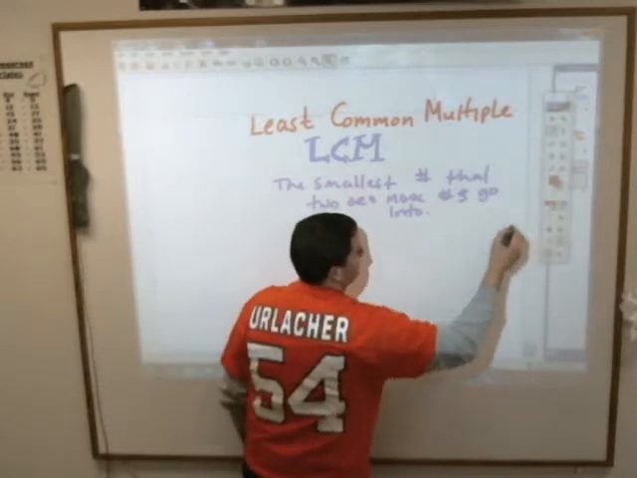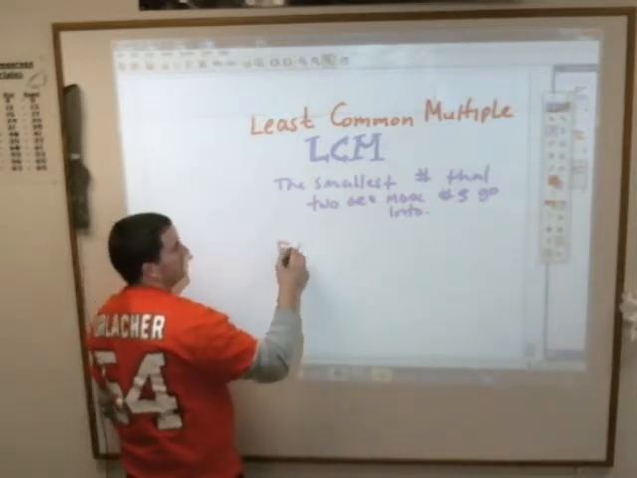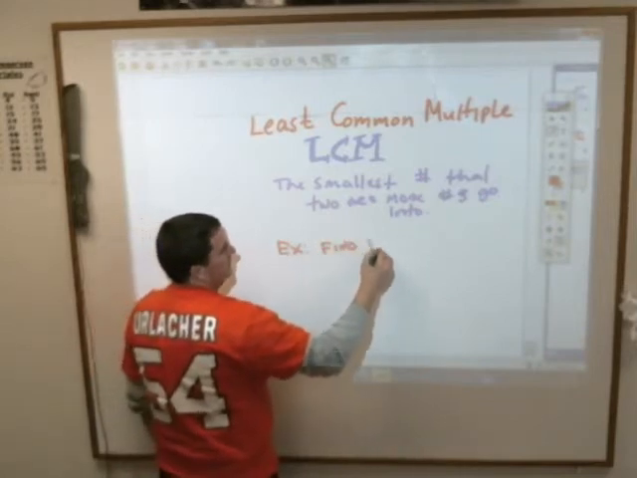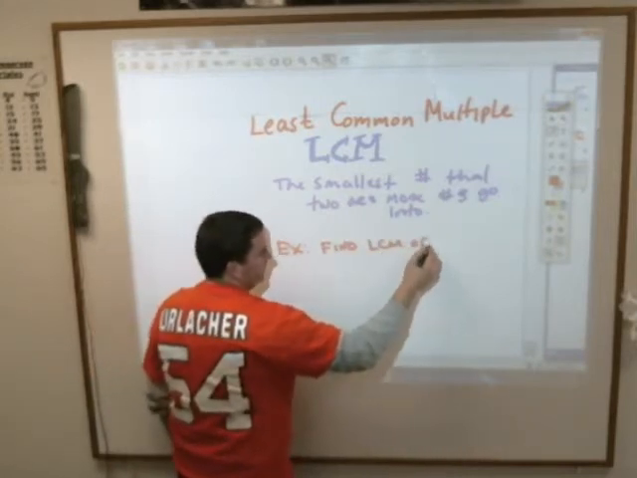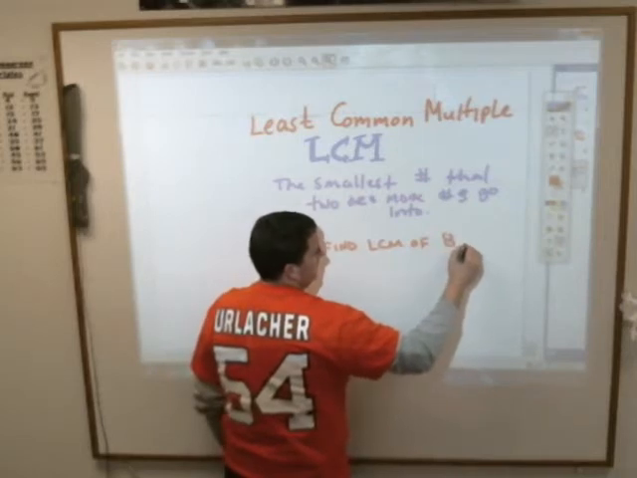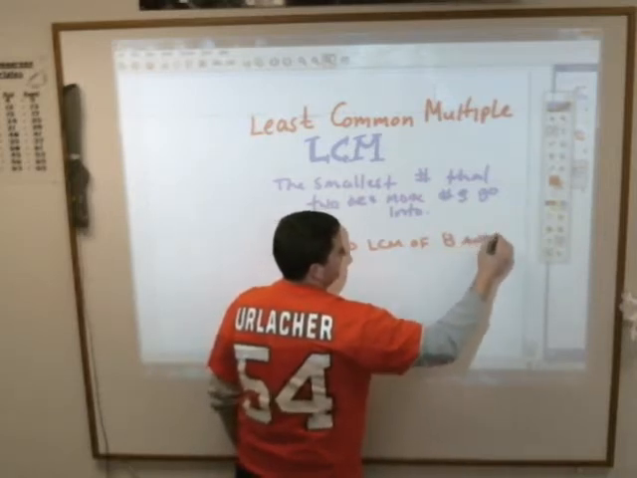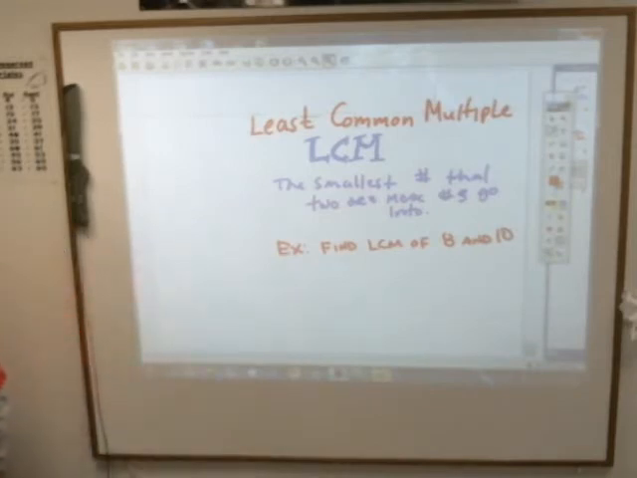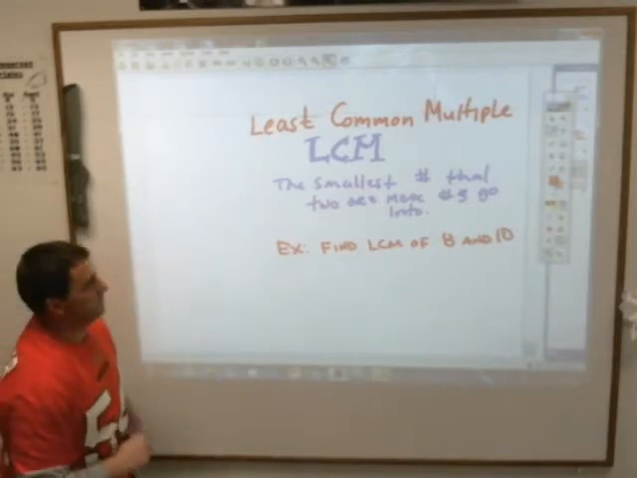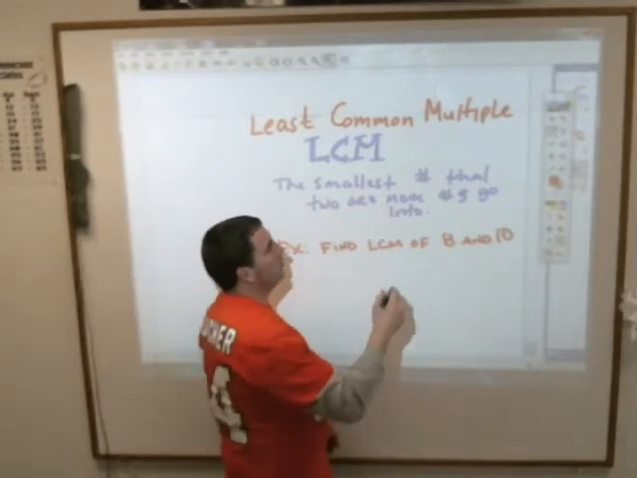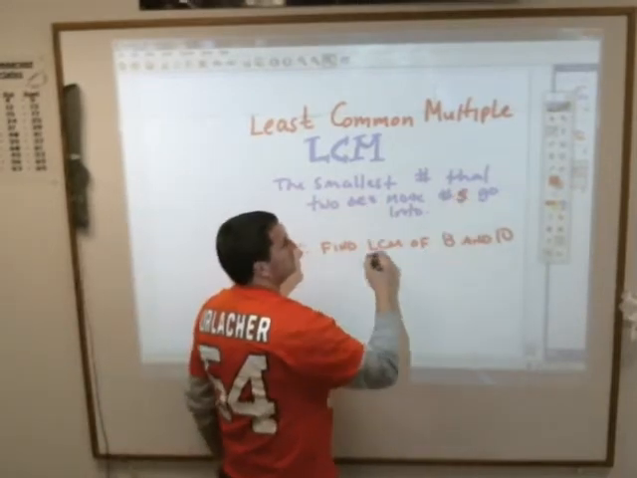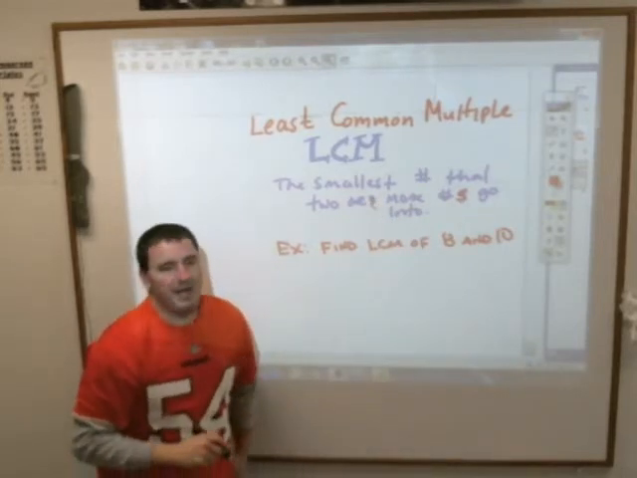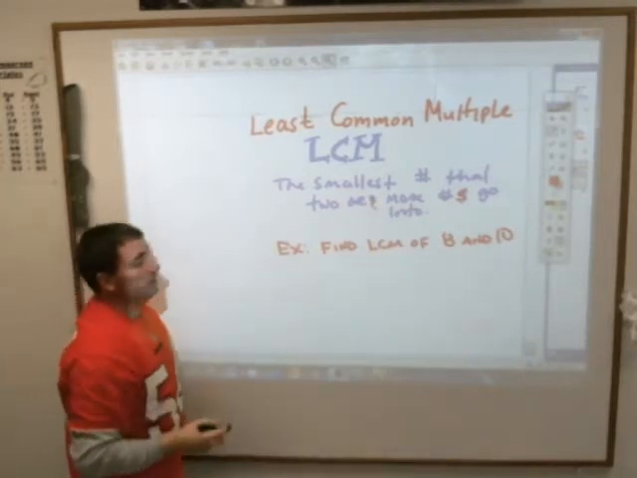Here's my example. Let's do some easy stuff from 5th grade. Find the LCM of 8 and 10. Back in the day, let me do this first and then I'll answer. The smallest number that two or more numbers will go into, because you could do this with a bunch of numbers. Back in the day when you were in 5th grade, you used to do this.